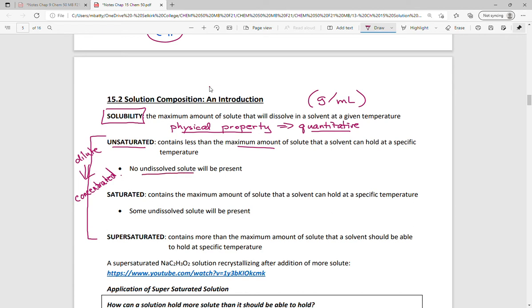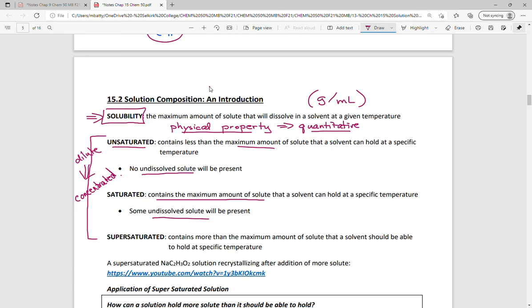If I move up and I make a saturated solution, you're going to be making saturated solutions in the lab. Saturated solutions have the maximum amount of solute that a solvent can hold. And so when you get a saturated solution, you're going to know that you've hit that maximum, right? That number of solubility, because there'll still be some undissolved solute present at the bottom of your test tube or jar or bottle or whatever it is.